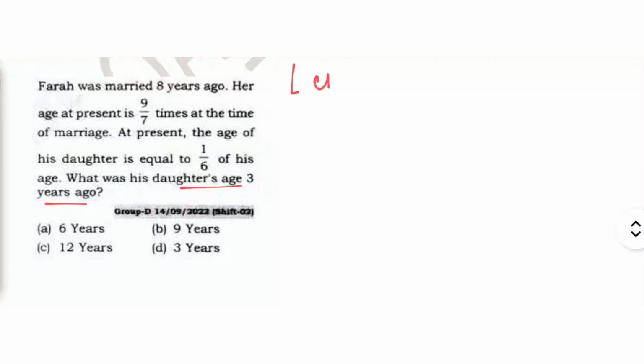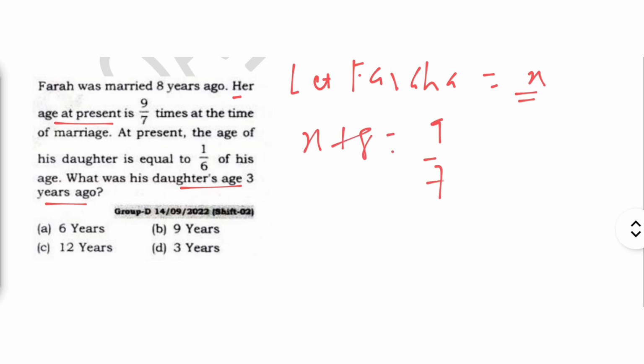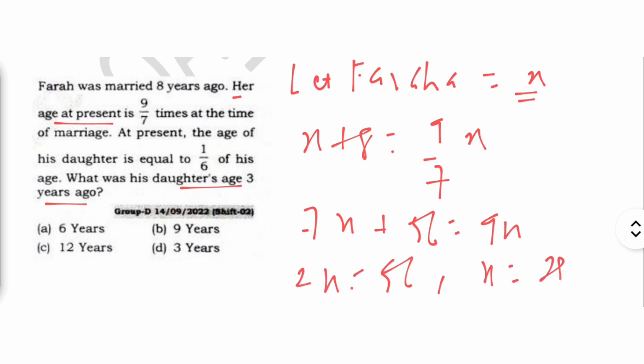We can consider, let Farah's age during her marriage be X years. Given that 8 years ago her age was X, after 8 years it is the present age. So present age is given as 9/7 times her age at the time of marriage, which was X. So 7x plus 56 is 9x. 9x minus 7x is how much? 2x is 56, so x is 28.